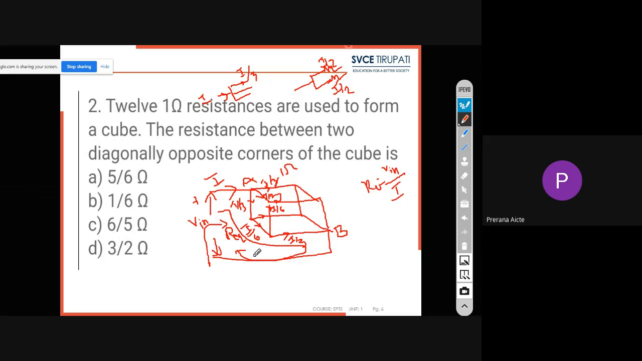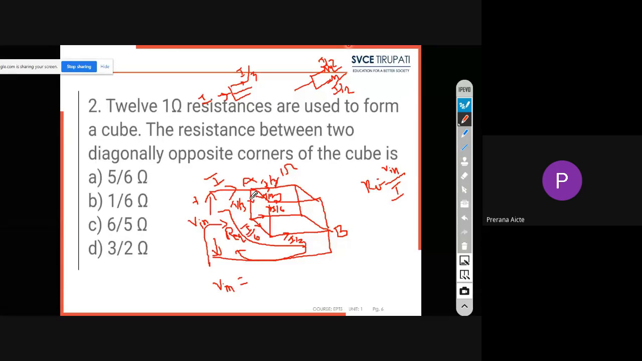What does KVL state? KVL states that the algebraic sum of the voltages in the loop is equal to 0. Otherwise, the sum of sources equals the sum of drops. So we can take it like that also. Don't worry. Here we have only one source. What is that voltage value? V in is equal to.